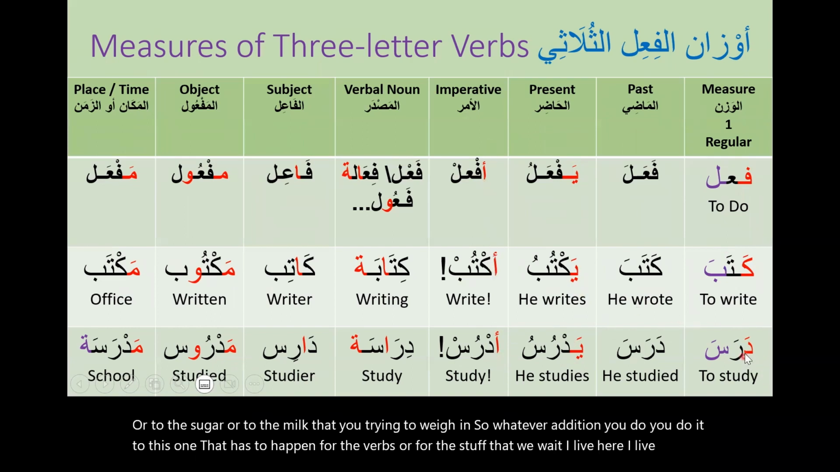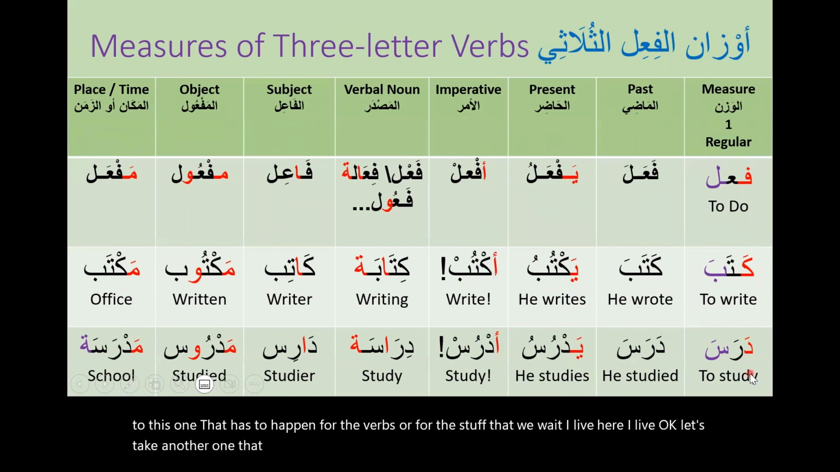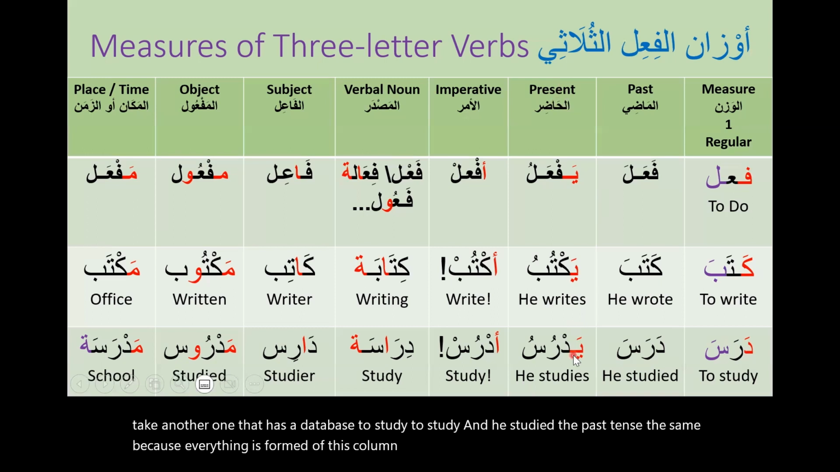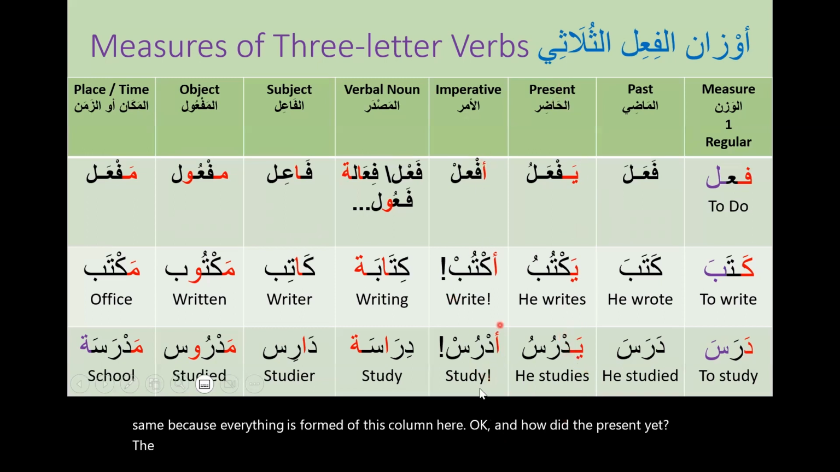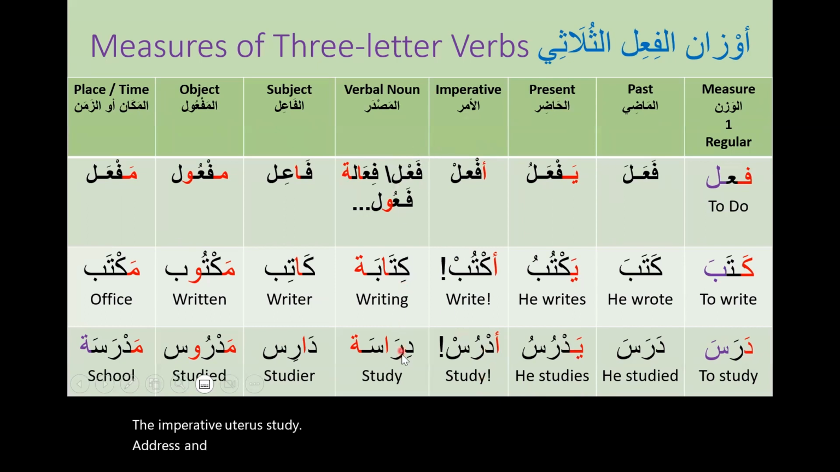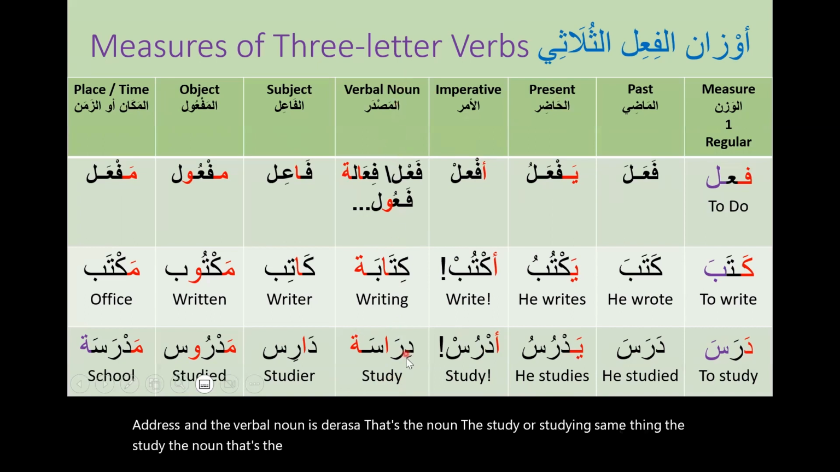Okay, let's take another one. Darasa. Darasa is to study. He studied, the past tense, the same, because everything is formed of this column here. Okay, al-hadir, the present, yadrus. The imperative, udrus, study. And the verbal noun is dirasa. That's the noun, the study or studying. That's the masdar or the verbal noun.